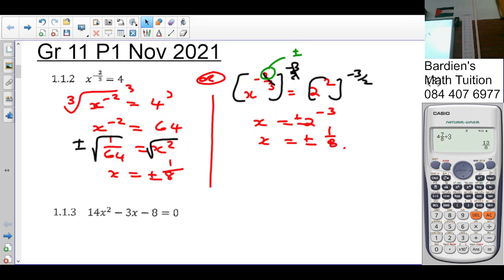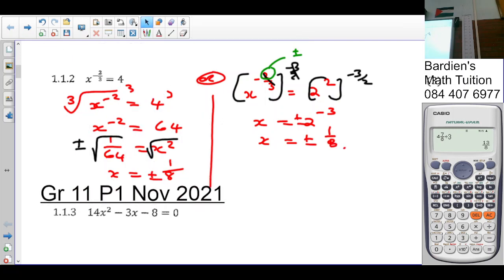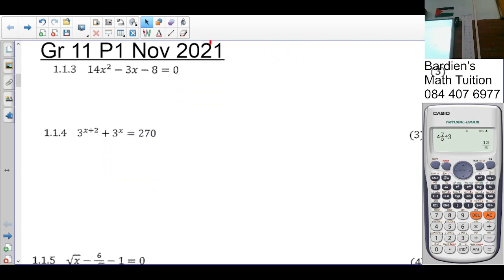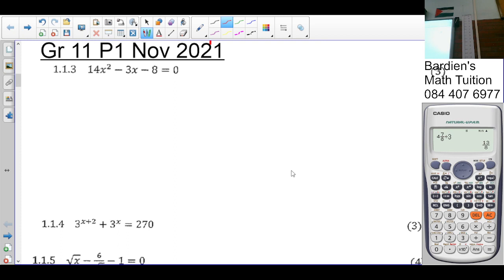Okay. The next one. We have 14x squared minus 3x minus 8 is equal to 0. From here I can see already the factors are going to be a bit dodgy. So what do I use? The quadratic formula. So x is equal to minus b plus minus the square root of b squared minus 4ac, over 2a.